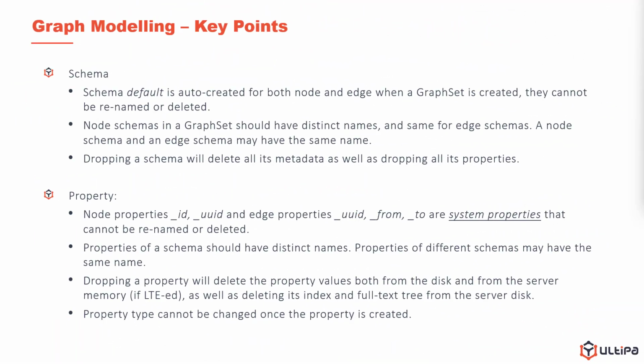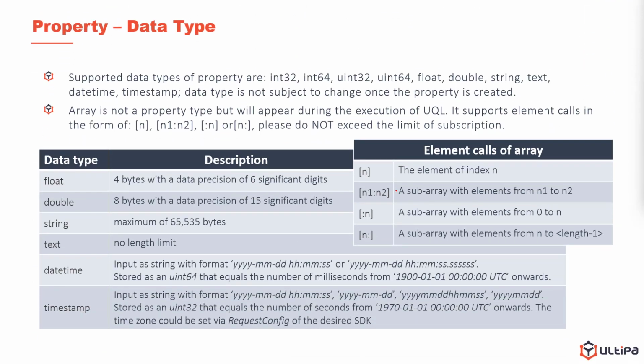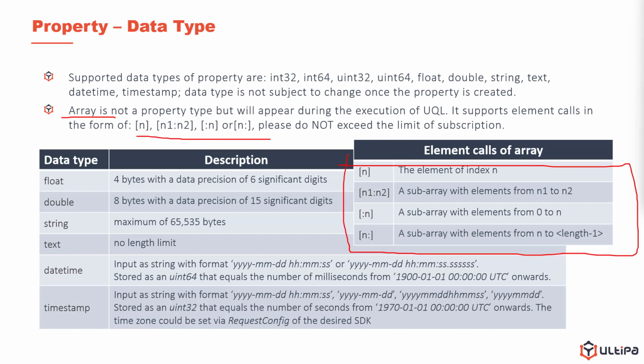Here is the summary of knowledge points of graph modeling. Most of them are covered in the demonstration just now. And this is the summary of property types. And we want to mention the data type array. Array is not a property type, but it frequently occurs during the execution of UQL, and it supports flexible call format for the elements in it.